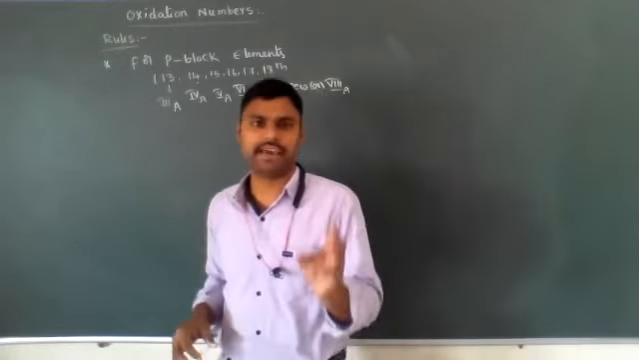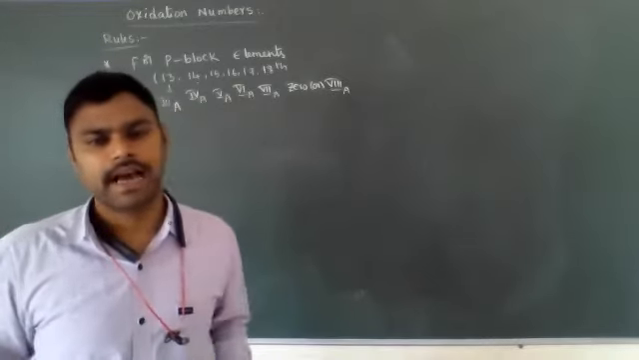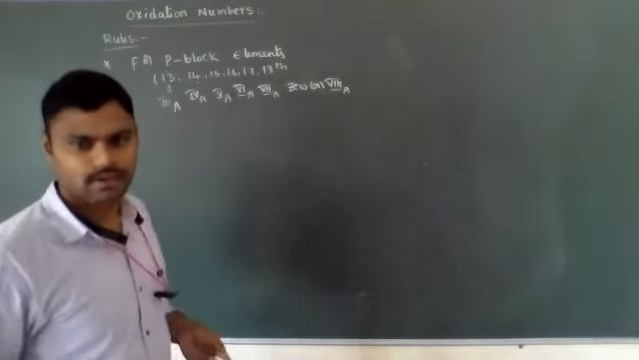Chlorine, bromine, iodine only. That's why I gave examples for different oxidation numbers of halogen atoms. I gave examples with chlorine oxides.